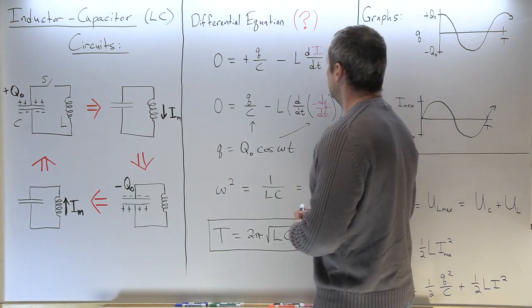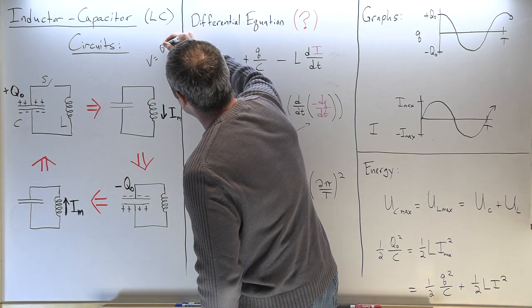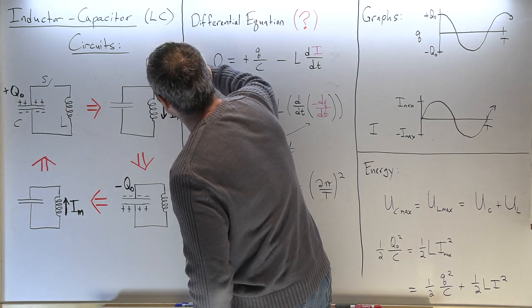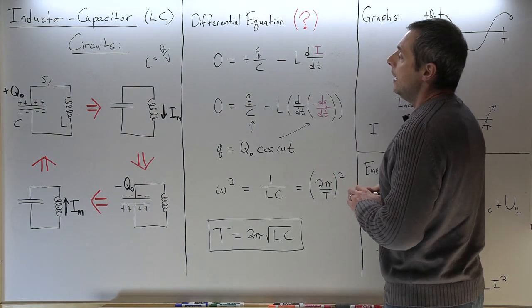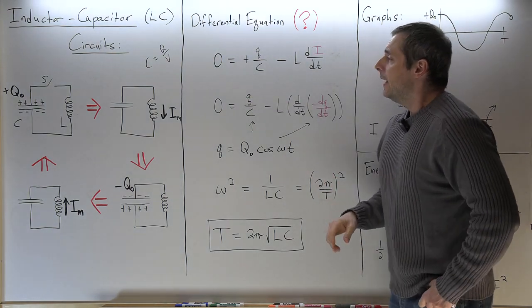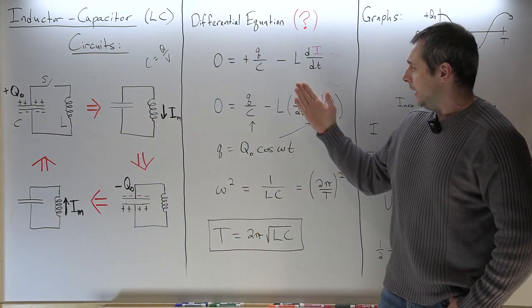How many volts does it go up? Well, remember, C equals Q over V. So if I solve for V, it's Q over C, and plus because we're going up. And then we go through the inductor, and the voltage in an inductor is negative L dI/dt.